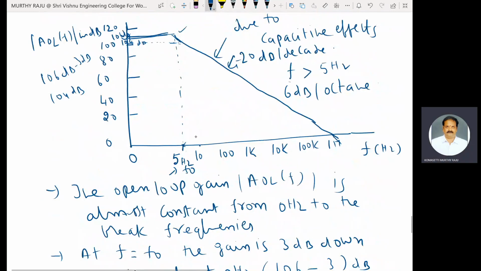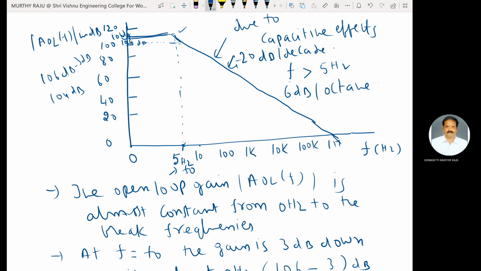Here one capacitor is included in our high frequency model of an operational amplifier. Only one break frequency is included. That is, consider a single stage of an operational amplifier. Single stage means the differential amplifier. The first stage of an operational amplifier is the differential amplifier.